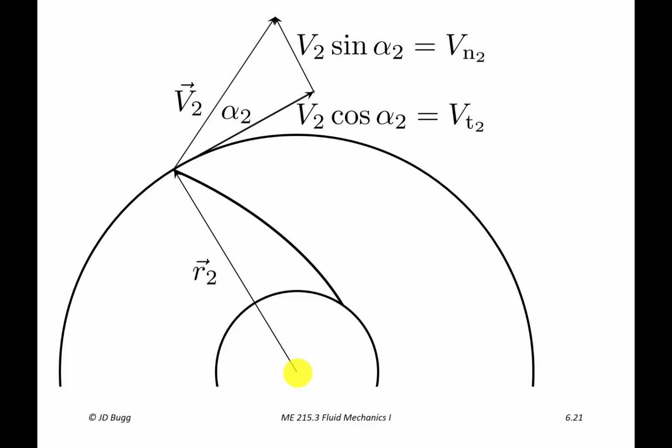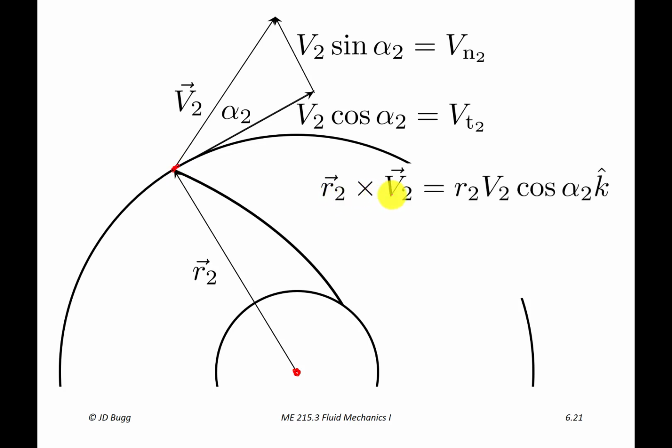Now we're reminding ourselves what R2 is here. So R2 is a vector whose center is at the center of rotation, and that points at this point we're considering right now. So that's R2, and we're trying to find R cross V. So R2 cross V2 is going to be the magnitude of R2 times this magnitude, which is V2 cos alpha 2, and that's going to be in the k hat direction. So R cross V will be in the k hat direction. So that's R2 cross V2. And remember, that's what we're trying to find to substitute into the momentum equation.